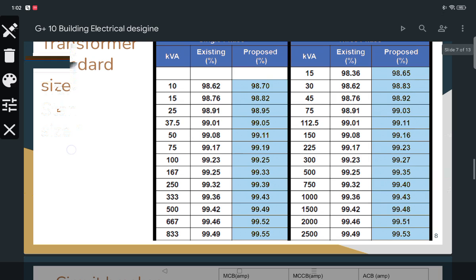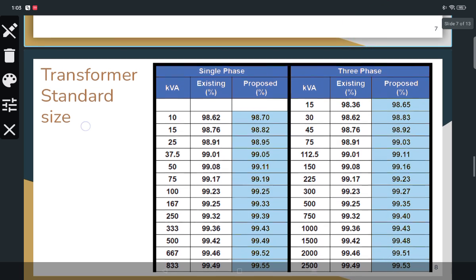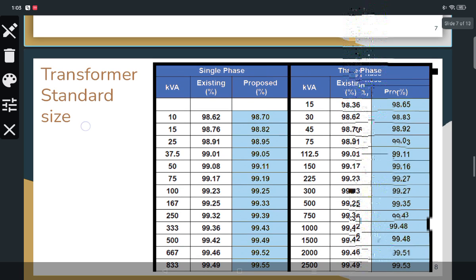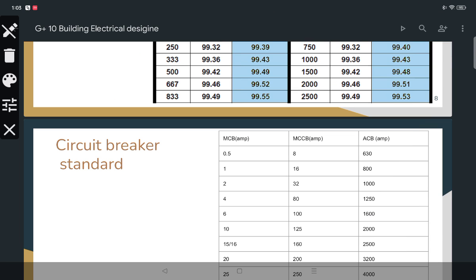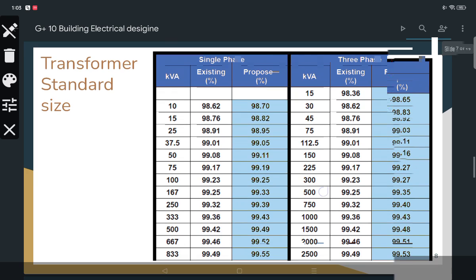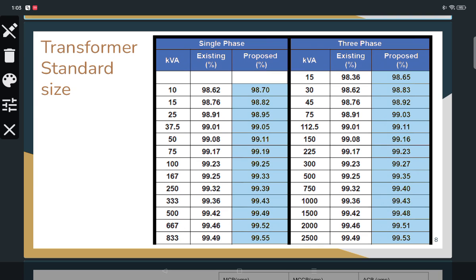We can use 800, three phase, right? We have to see how many types of circuit breaker we have. This list is given, as you can see. This is the transformer size. Up to 2500 kVA is available for three phase. For three phase it is 15 to 250, and for single phase it is 10 to 900.